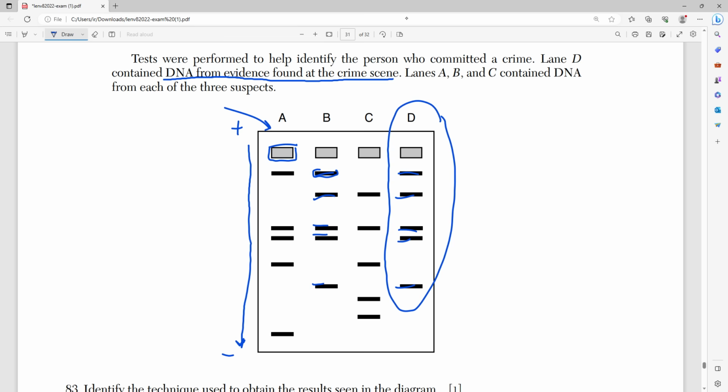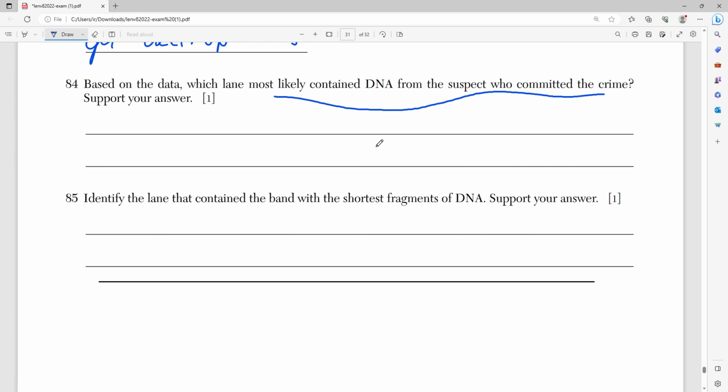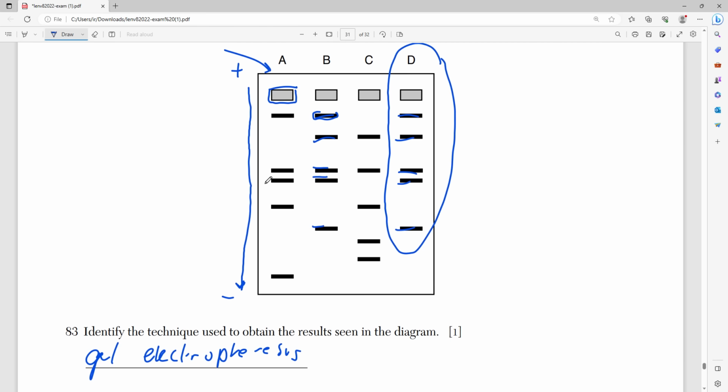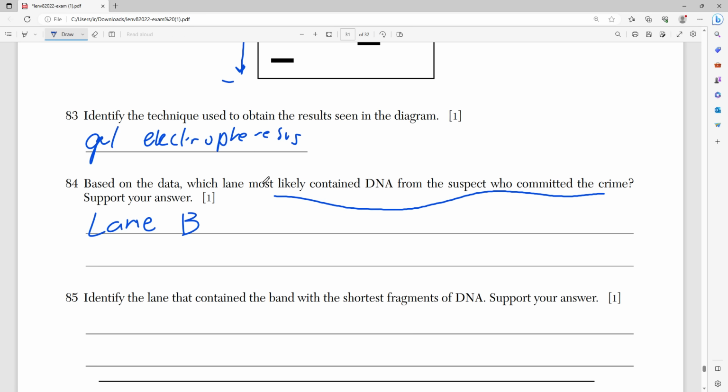B is the same thing as D, which means that lane B is your answer, because it has the same bands as lane D, right?